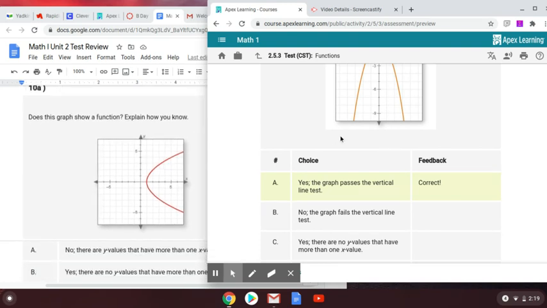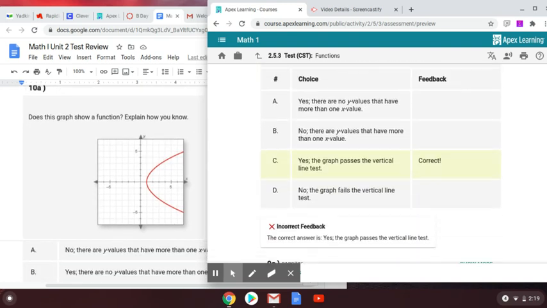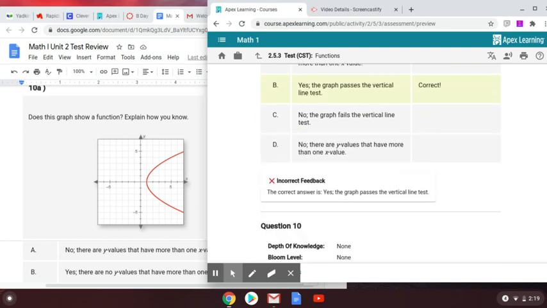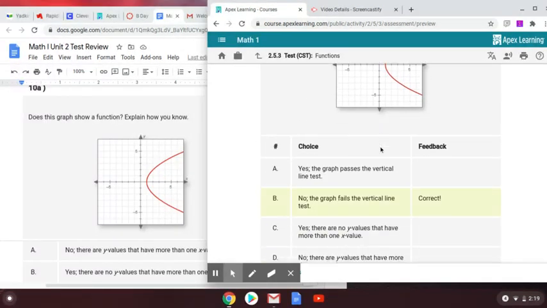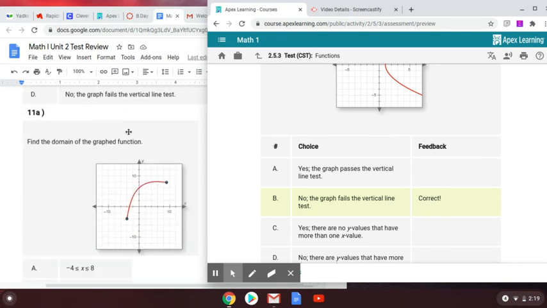Question 10, does this graph show a function? No, it does not. If you were to draw a vertical line through that, it would cross twice. So it does not pass the vertical line test. It fails the vertical line test.